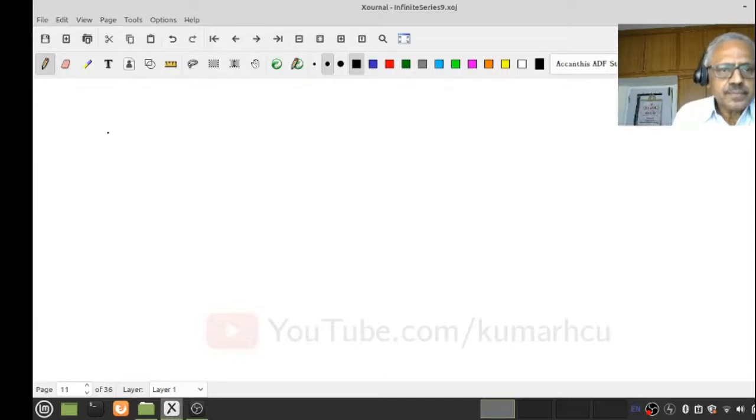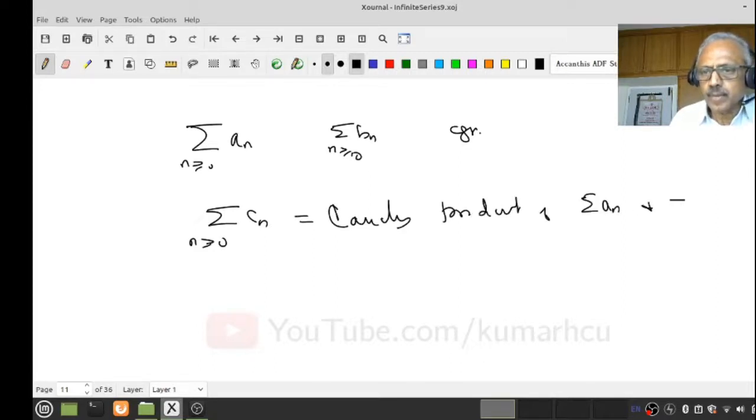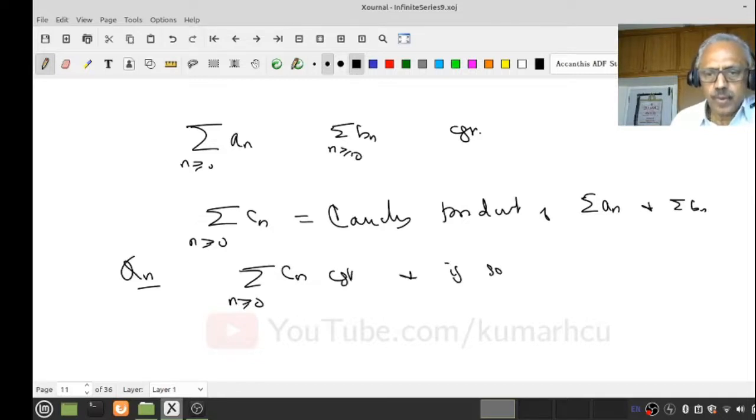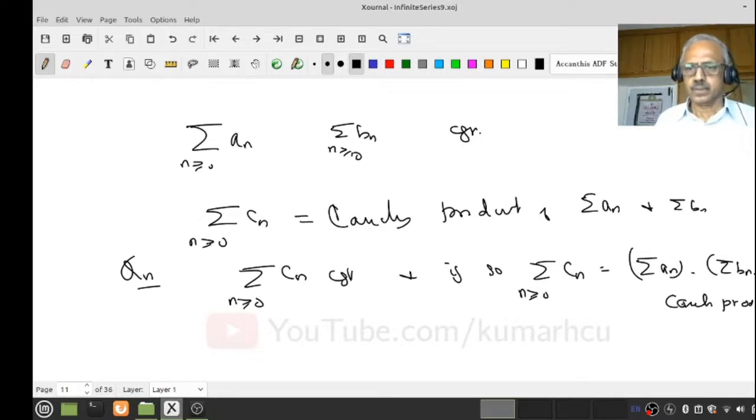So the theorem, see, now I have a_n, n greater than or equal to 0, and b_n, n greater than or equal to 0, assume both are convergent. Then let c_n be the Cauchy product. Question is, can I conclude c_n is convergent? And if so, is the sum of c_n equal to the Cauchy product of this? The sum of this series.